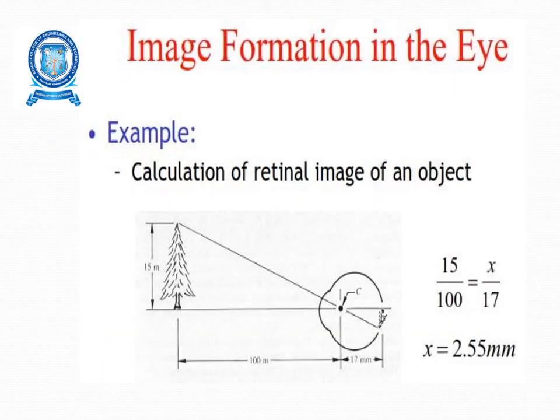For example, we are going to calculate the retinal image of an object. As you can see, the length of the tree is taken, and then the image formation as well as the focal length, that is between the retina and the object, is considered as 100 meter. We have directly applied the formula, and the retinal image of the object formed is calculated as x equal to 2.55 meter.